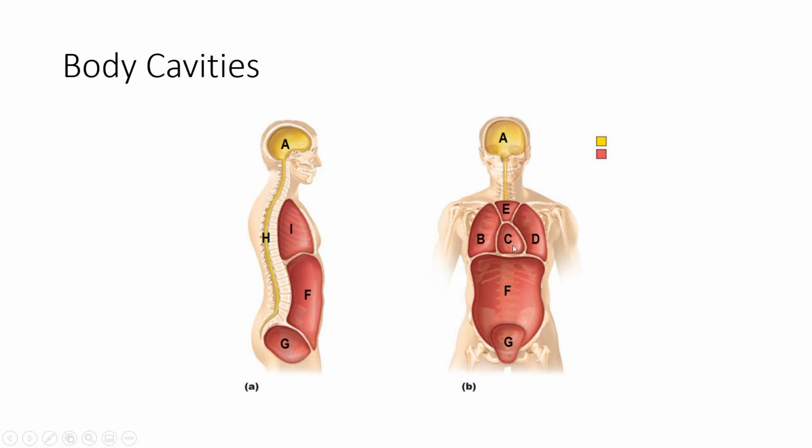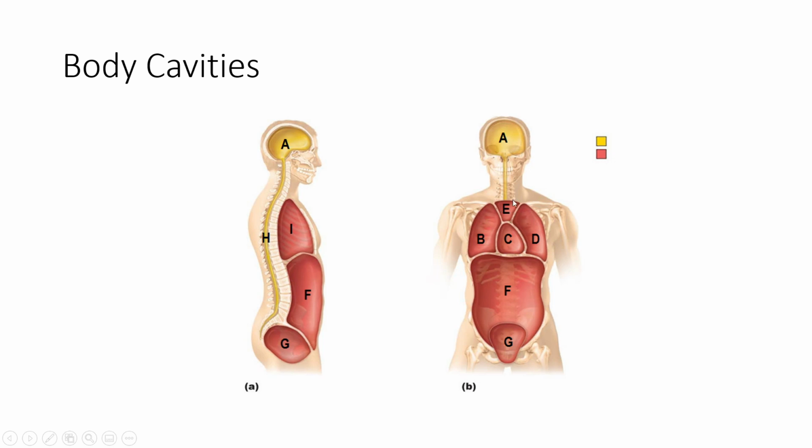C, in the middle here of the chest, is the pericardial cavity. Peri means to surround something. Cardial is referring to the heart. So the pericardial cavity surrounds the heart. Over here, D is on the left side of the body, and this houses the left lung. This is the left pleural cavity.